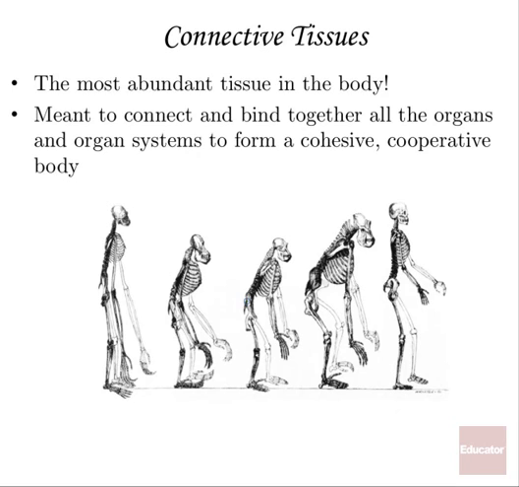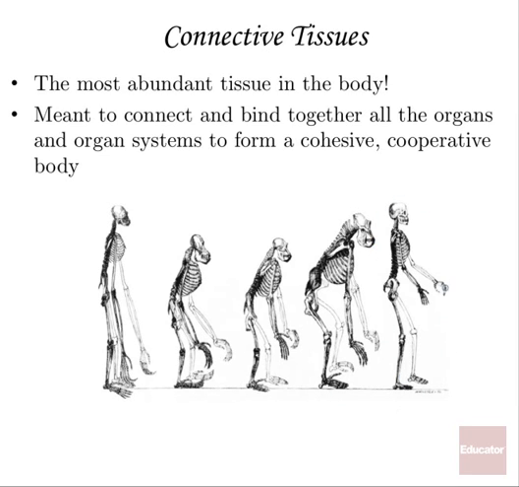When we look at connective tissues, this is an important tissue in the body. It is the most abundant tissue. It's all over the place. It's connecting the body parts to each other, stabilizing your body, giving it structure and stability. And it is meant to connect and bind together all the organs and organ systems to form a cohesive, cooperative body as a whole. And you have different skeletons here.